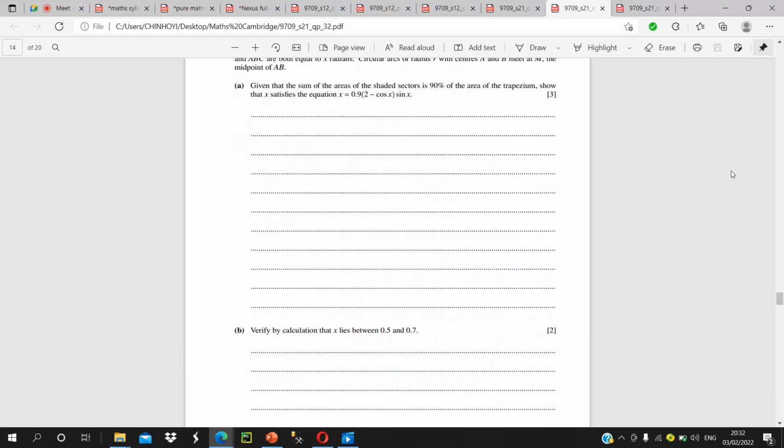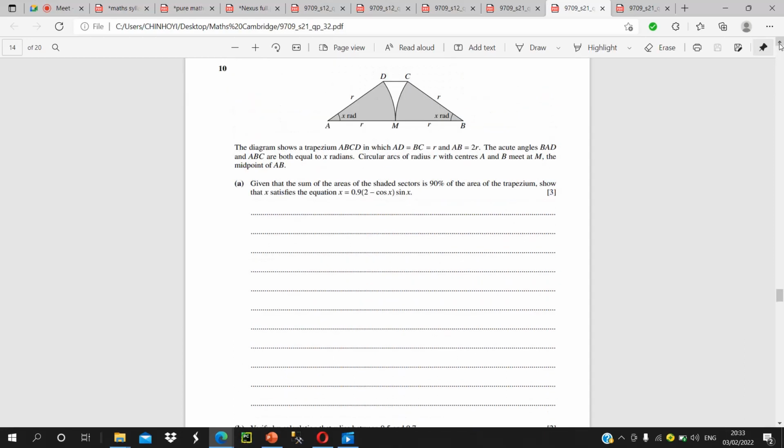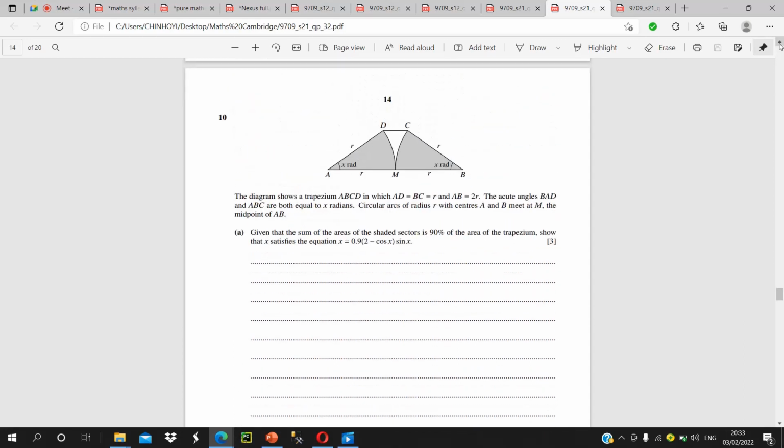And do we have a function here? Yes, as you can see, this one is combined with shapes, trapezium, and so forth. And the equation in this case is this one. As you can see, this is the equation.